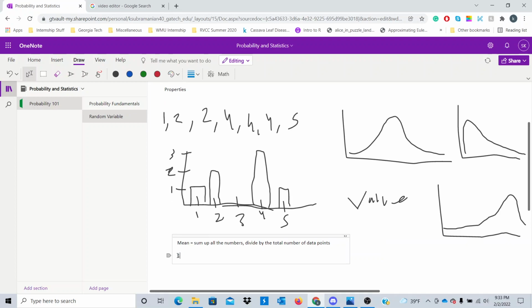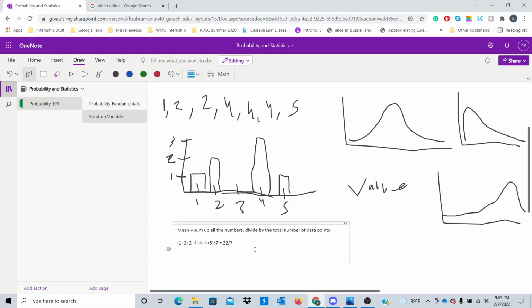So in this case, the mean would be 1 plus 2 plus 2 plus 4 plus 4 plus 4 plus 5. And we have 7 such data points, so we're going to divide by 7. So that's going to be, let's see, 4, 8, 12, 16. 16 plus 5 is 21. 22 over 7. So that looks like that's our mean.